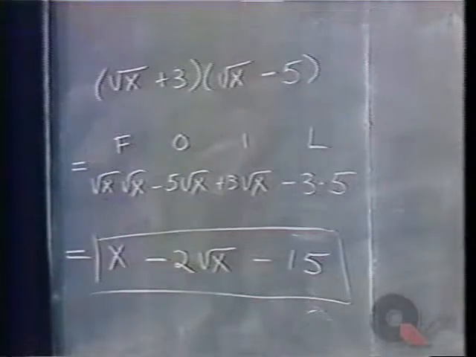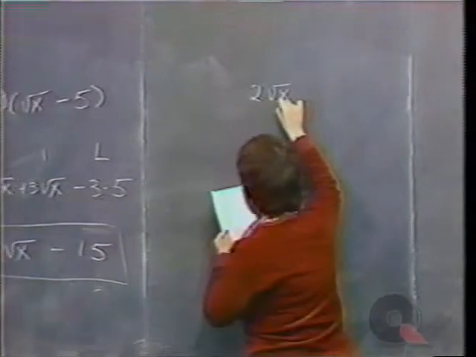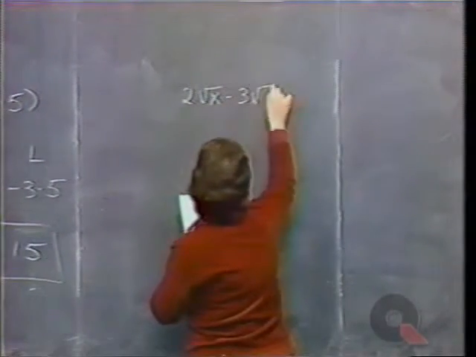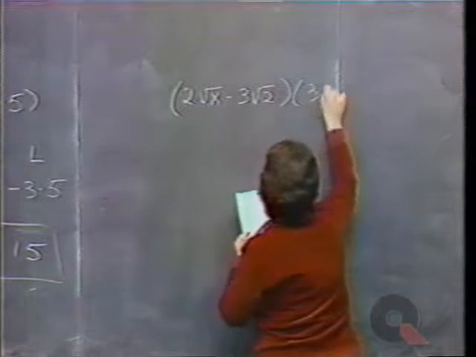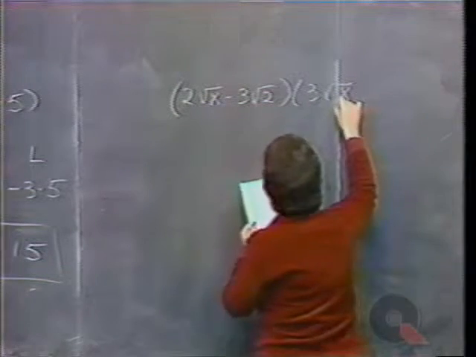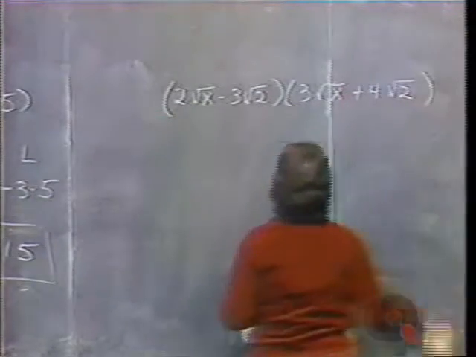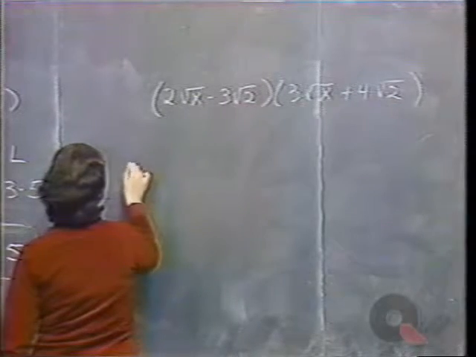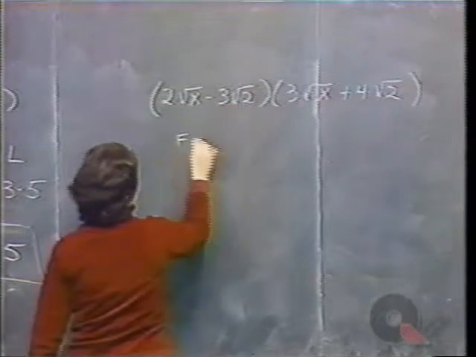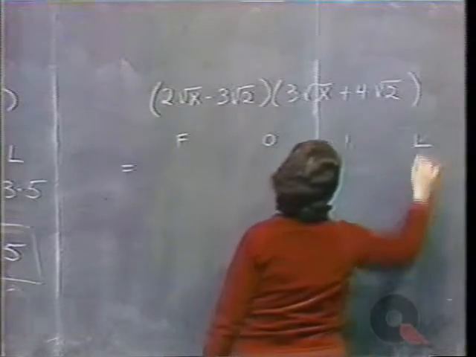Okay, let's try another problem like this. 2 the square root of x minus 3 the square root of 2, times 3 the square root of x plus 4 the square root of 2. Once again, we're multiplying binomials, and we're going to do it by FOIL. First, outer, inner, last.